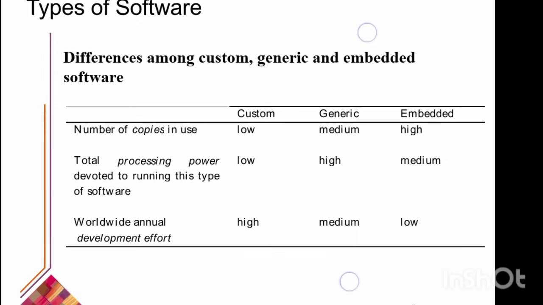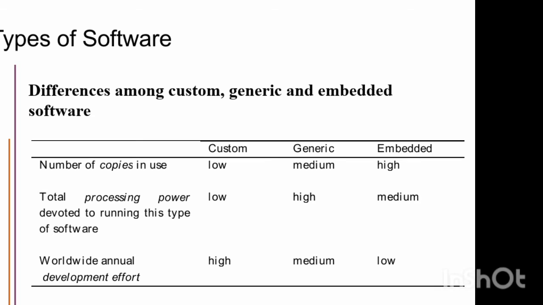And the difference among custom, generic, and embedded software. Here, number of copies in use: generally, embedded software copies are the most utilized. Total processing power devoted to running this type of software: generic is high. The power consumption is high for generic software and medium for embedded. And worldwide annual development effort: custom software has the highest.